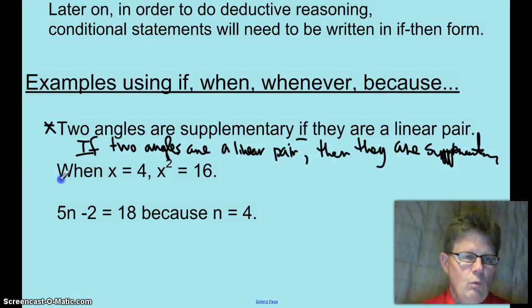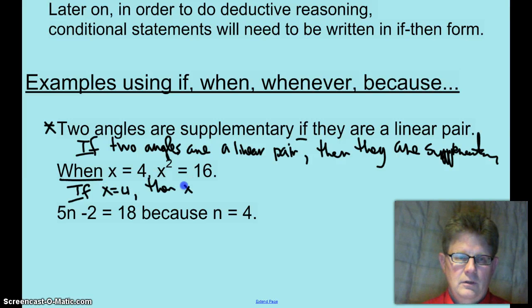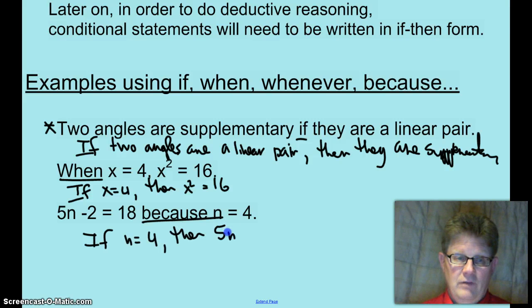Okay, anytime you see a when, think if. Pretty easy to translate. If x equals 4, then x squared equals 16. Anytime you see a because, think if. If n equals 4, then 5n minus 2 equals 18.